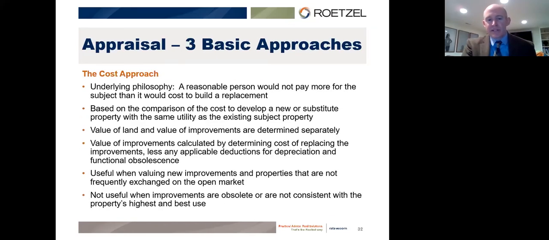And then the third approach is the cost approach. This is usually used with brand new buildings where you don't have an existing income stream to look at, or it's a unique kind of building where you don't have comparable sales to look at. And the philosophy there is, what would it cost for the property owner to recreate this property with its use?